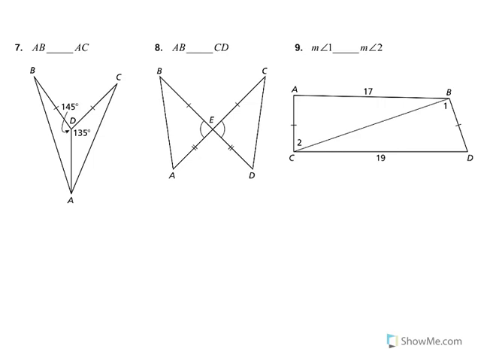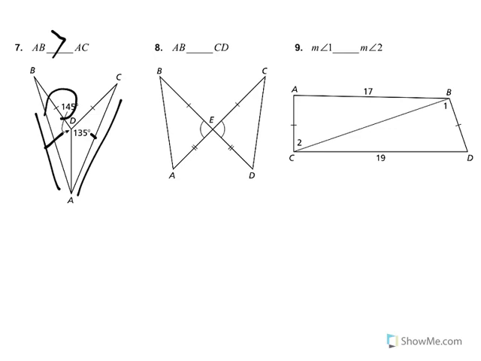Alright, so 7 through 9, it gets a little bit more complicated, but not really too terribly much. Now we're going to compare side lengths on 7. Okay, so we're comparing AB to AC. Remember, you look across to see which angle measurement is bigger. And in this case, AB is bigger.